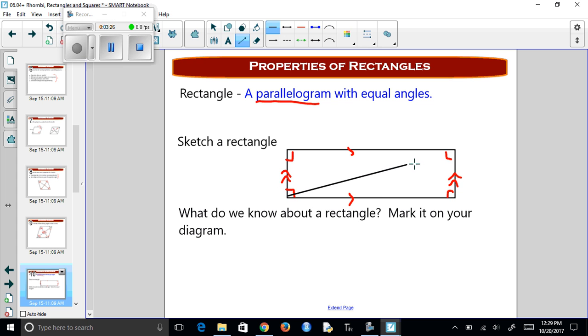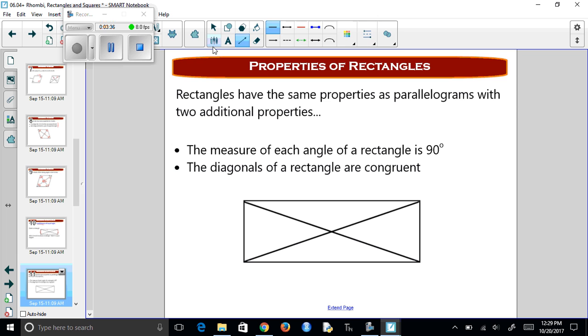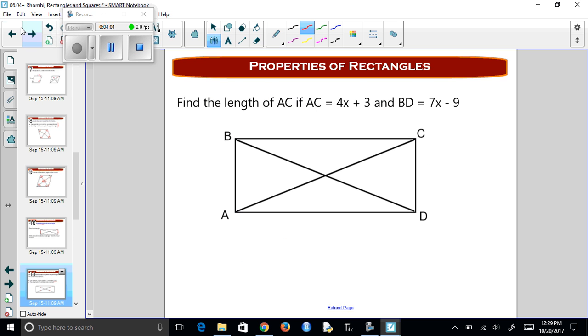Now, another thing we know is that our diagonals bisect each other, meaning that each of these is going to be cut in half. Now, our new property for this, the first one's not much of a property. You've known that for a long time. The measure of each angle of a rectangle is 90. But the new thing is that the diagonals are congruent. And since the diagonals are congruent and they bisect each other, each part is congruent again. So that creates 4 isosceles triangles within a rectangle.